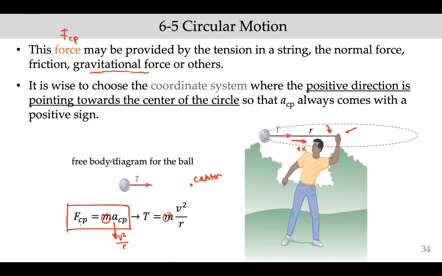Now, look at this formula. We can interpret it. What happens to the tension if we increase the velocity of the object? Well, the tension increases. If it's a massive object, this ball, if you make it more massive, then the tension increases. If you increase R, which is the length of the string in this example, then the tension decreases. So you can interpret this equation in that way.